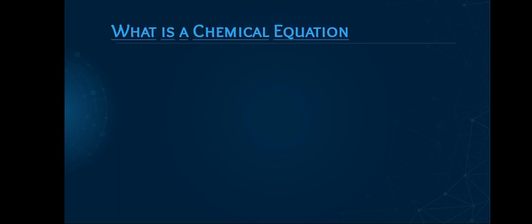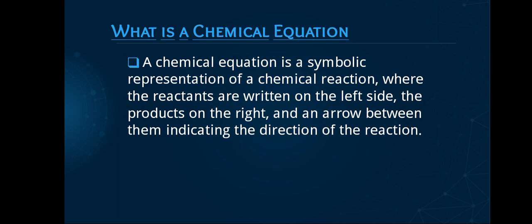So next one is, what is a chemical equation? We have studied what is a chemical reaction, examples of chemical reactions, and indicators of chemical reactions. Now let us see what is actually a chemical equation. A chemical equation is a symbolic representation of a chemical reaction where the reactants are written on the left side and the products are written on the right side, and an arrow between them indicating the direction of the reaction. So in the chemical equation, the reactants, the substances which undergo a chemical reaction, are written on the left side, which is LHS, and the products, which means the new substances formed, are written on the right hand side, which means RHS.